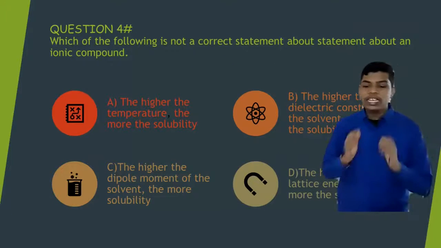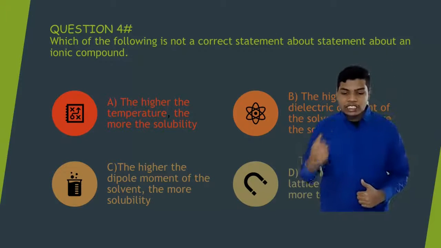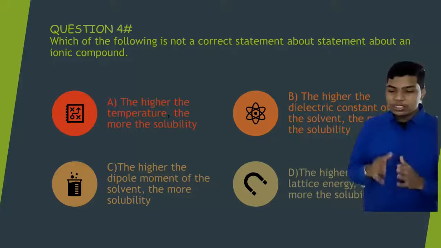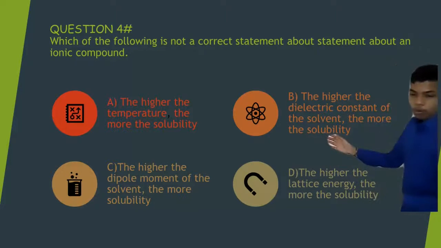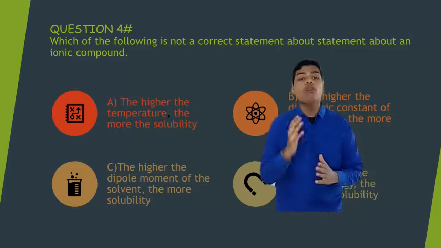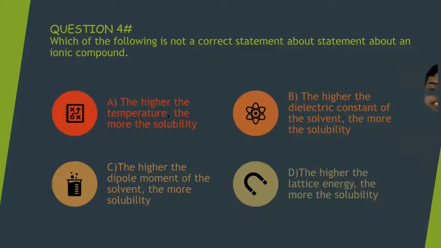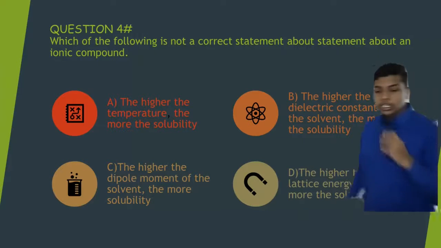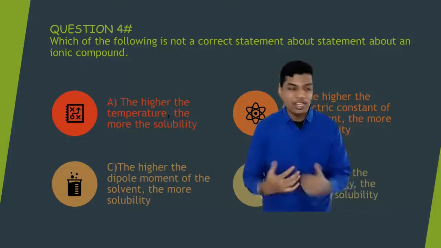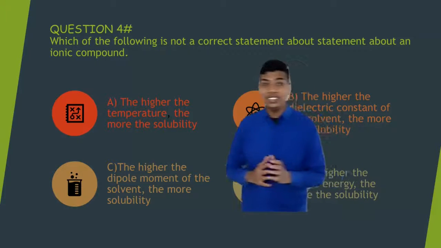Which of the following is not a correct statement about an ionic compound? Is it A, the higher the temperature, more the solubility, or B, the higher the dielectric constant of the solvent, the more the solubility, or C, the higher the dipole moment of the solvent, more the solubility, or D, the higher the lattice energy, more the solubility? What is the correct answer?